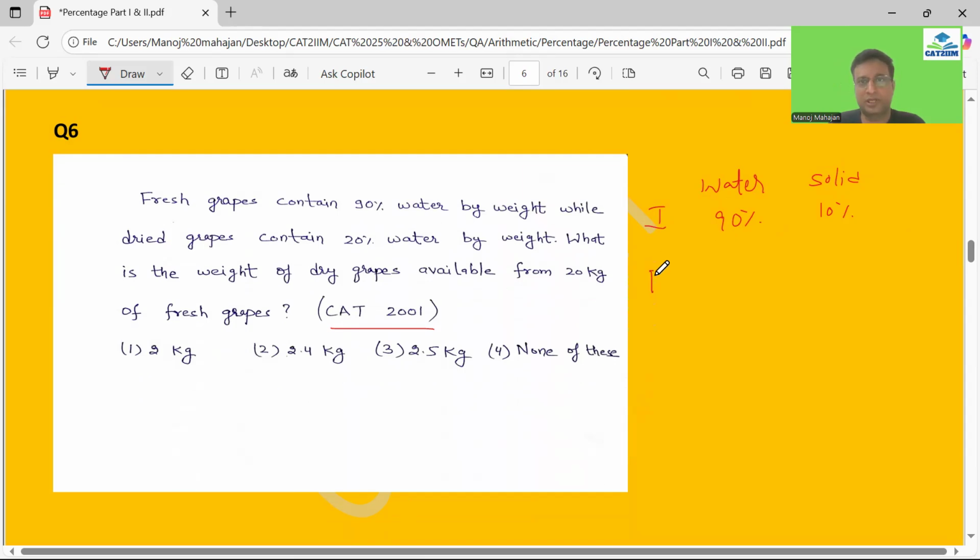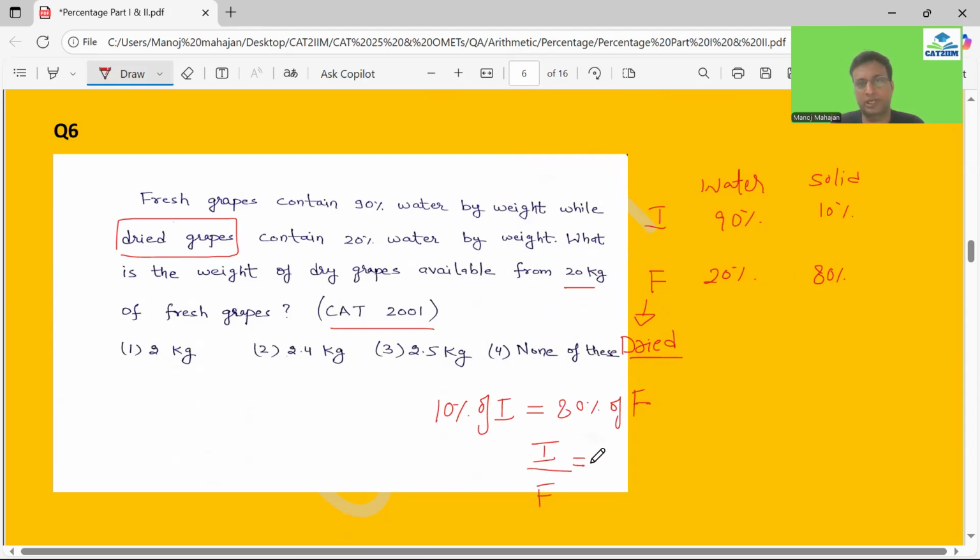So the final, which they are talking about as dried grapes, contains what? 20% water by weight. So this final is named as dried grapes. So they are looking to figure out the weight of the dry grapes available from 20 kg of the fresh ones. So 20% is water, 100 minus 20, that is 80%. So can I equate the solid part again? 10% of initial is same as 80% of final.